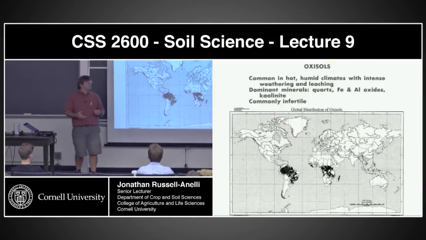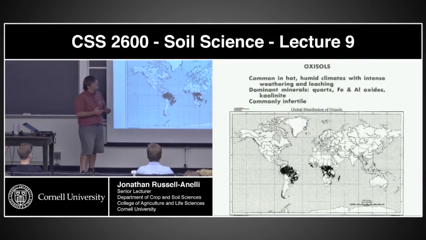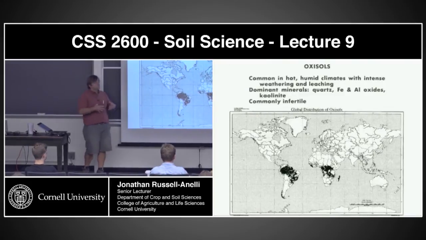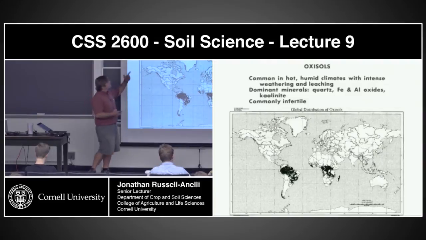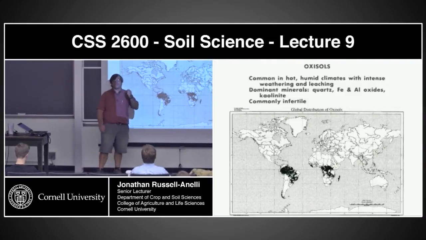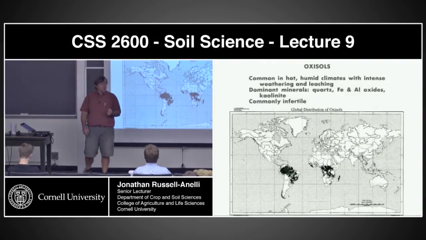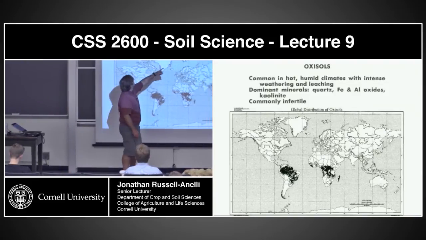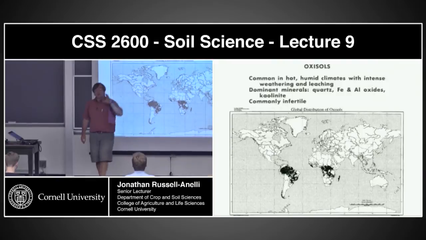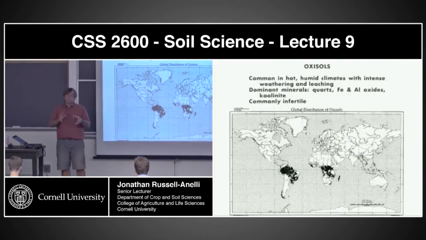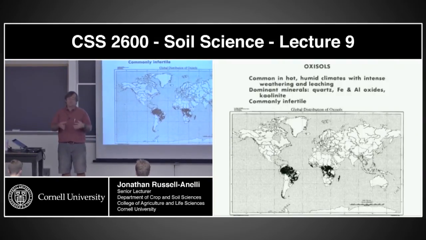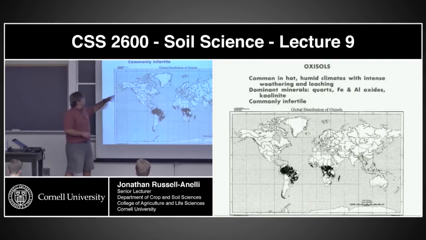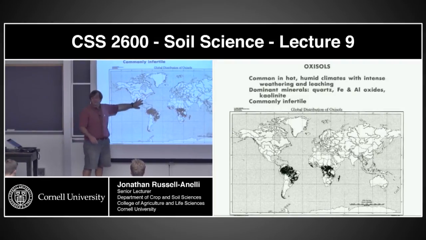Okay, so the next one is oxisols. These are common in hot, humid climates. These are the old soils. These are those soils that were really red, and I've got some slides I'll show you in a moment. But they're dominated by minerals that are either very resistant to weathering or are the end products of weathering. Okay, the iron and aluminum oxides and the kaolinites. Because of this age and this weathering, not the age, mostly because of the weathering, these soils are commonly infertile.